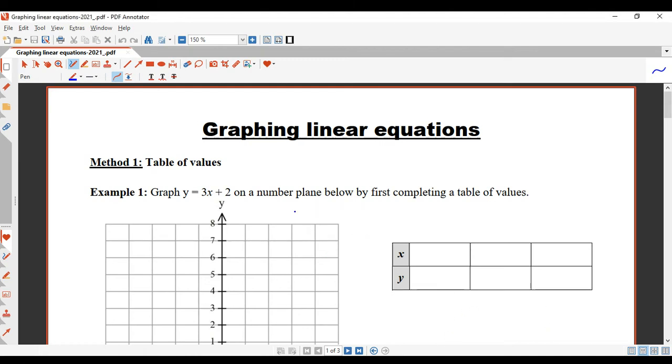Okay, we're going to look at graphing linear equations. And the method we're going to look at first is the table of values. All right, so here's my linear equation. Here's my table of values.